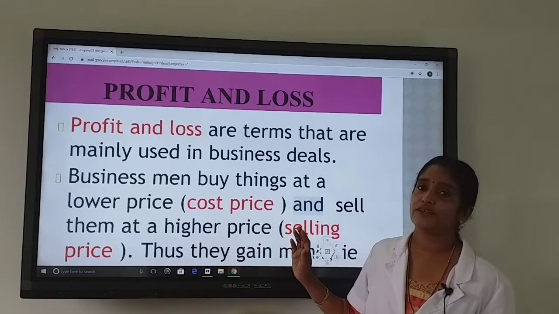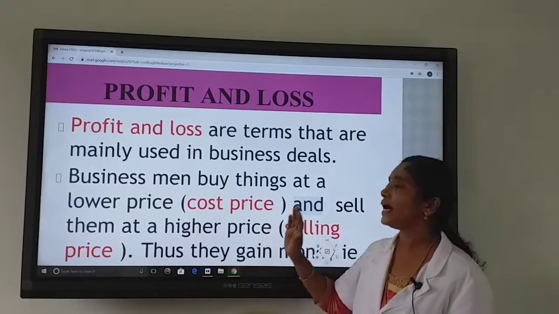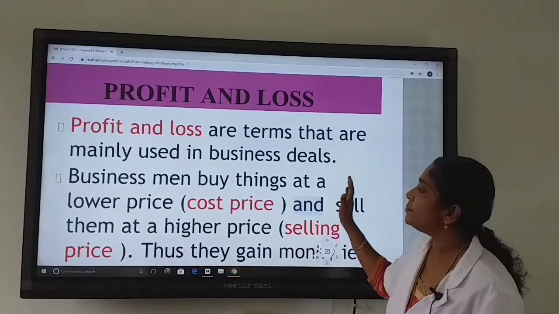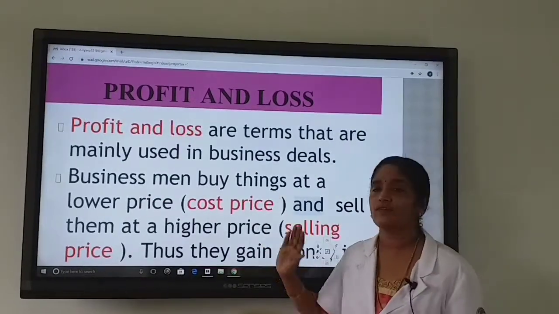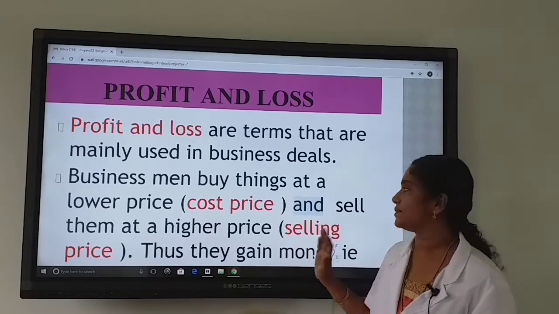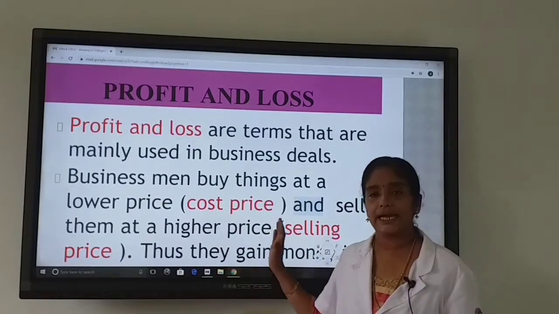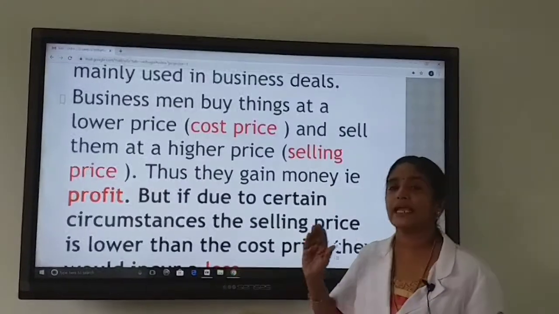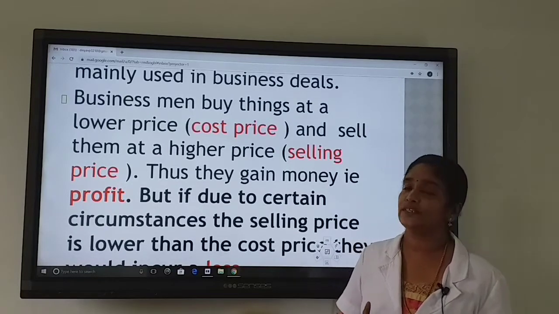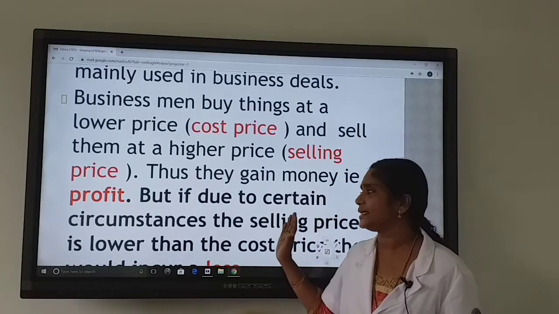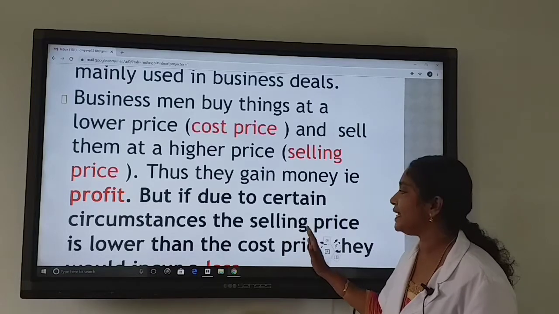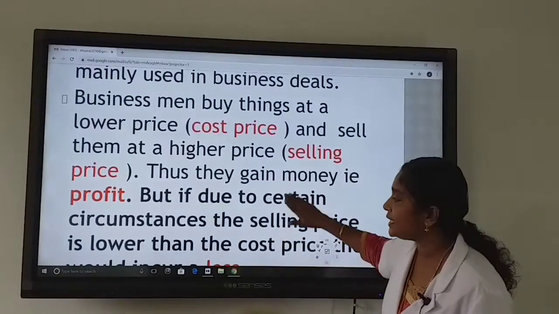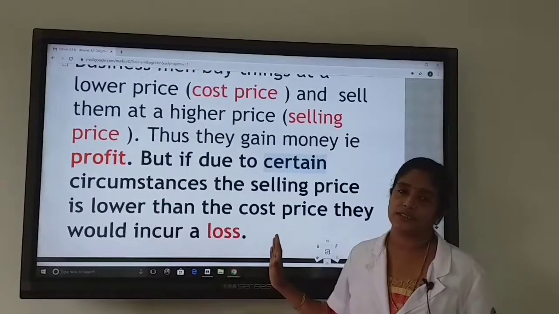Today we can study profit and loss. Profit and loss are terms that are used mainly in business deals. Businessmen buy things at a lower price, that is called cost price, and sell them at a higher price, that is selling price. Thus, they gain some money, that is called profit. But if due to certain circumstances the selling price is lower than the cost price, at that time they incur a loss.